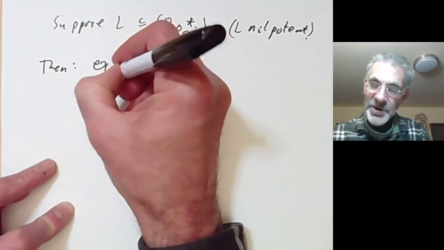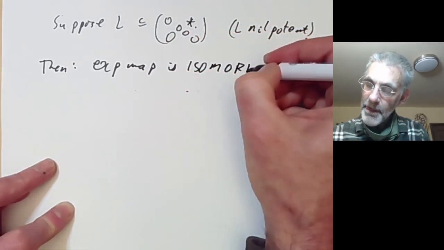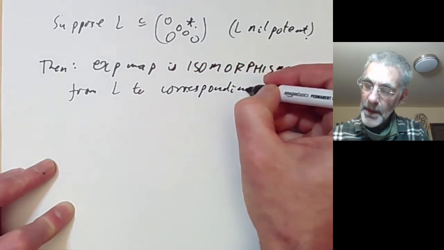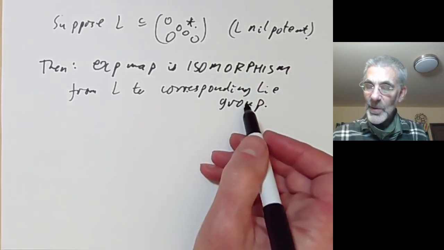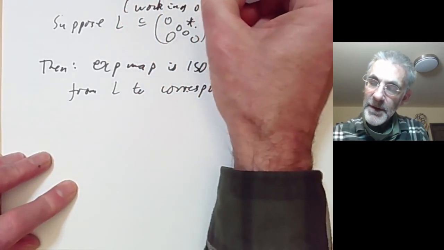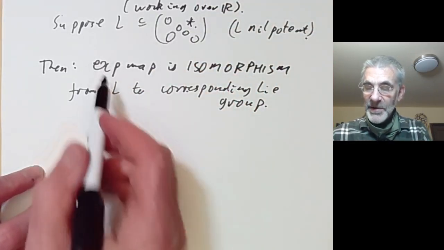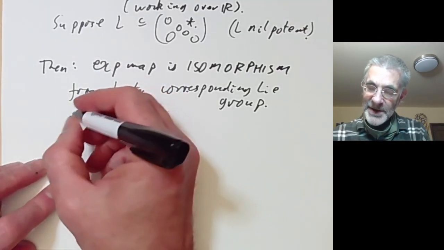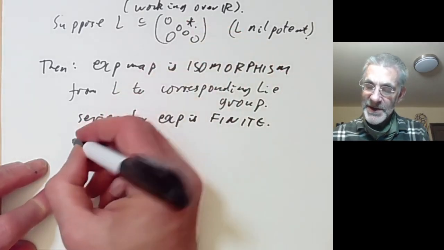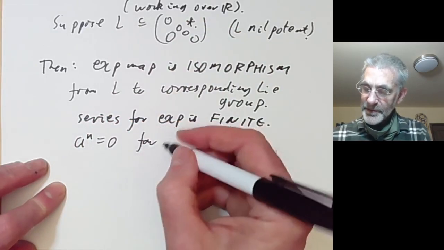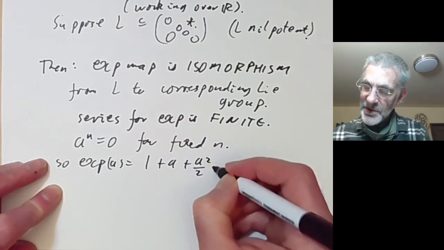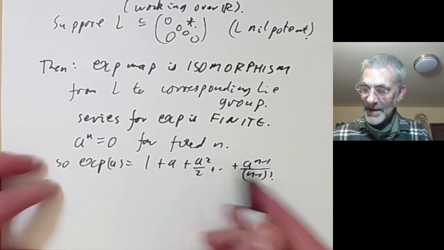Then the exponential map is an isomorphism from L to the corresponding Lie group. Well, what is the corresponding Lie group? Well, if we like, we can even define it to be the set of exponentials of matrices of L. I should say here we're working over the reals, or more generally a field of characteristic zero, because otherwise you can't define the exponential map. And this is very easy to see because, in fact, the series for exp is finite. In fact, you can see for any matrix in L, A to the n is equal to zero for some fixed n. So the exponential of A is just equal to 1 plus A plus A squared over 2 plus up to A to the n minus 1 over n minus 1 factorial. And it's just a polynomial in A.